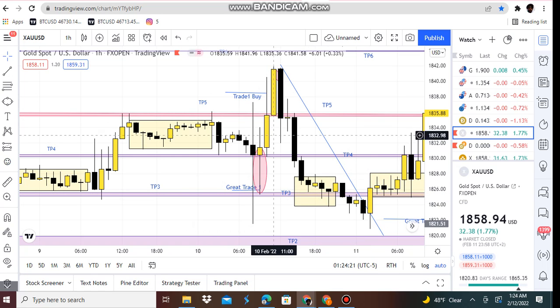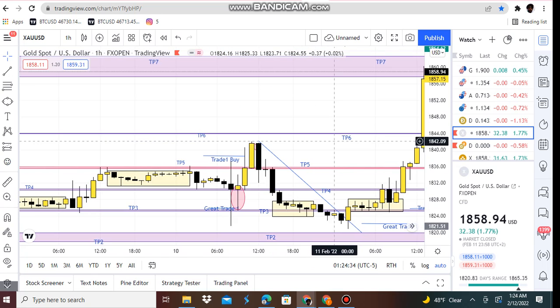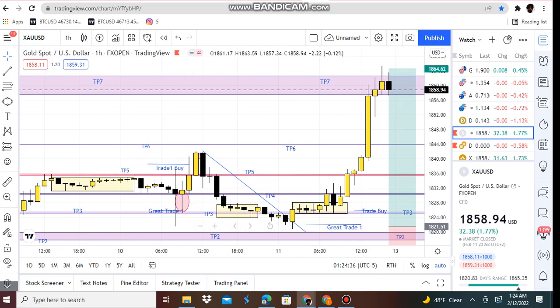And you're trying to swing trade this from great trade one and trade one buy. Just get out of this trade, take the money, and you could have got back in the next day, from February 10th to February 11th, and rolled this all the way back up to take profit 7, as we see a long yellow candlestick forming, pushing all the way up to take profit 7.